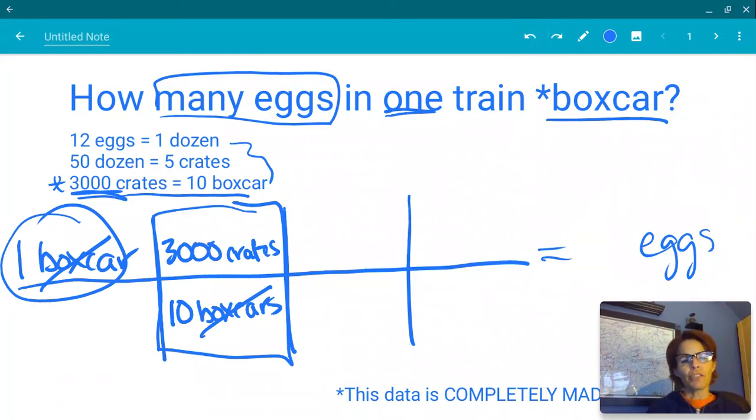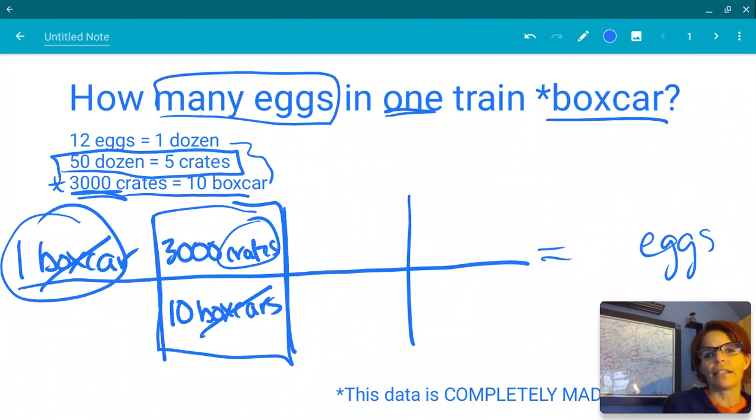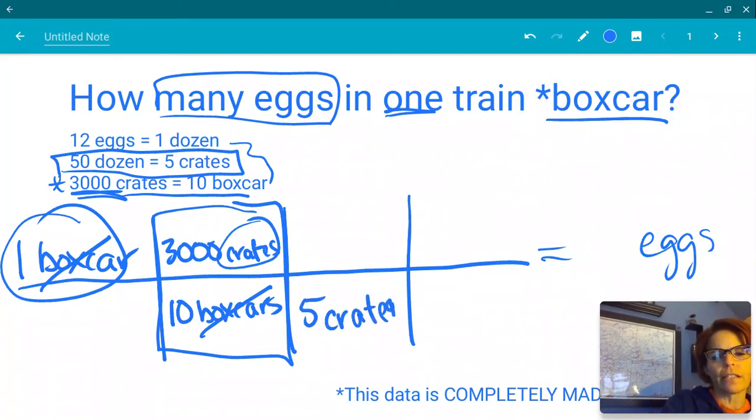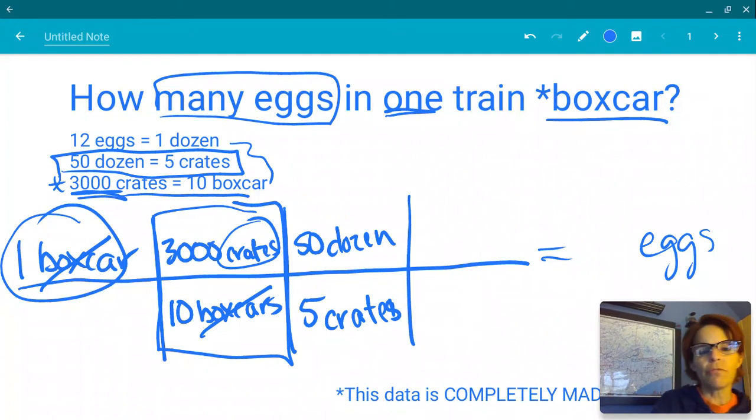Okay. So now the unit that I'm in is crates. So now I want to go to my next conversion factor that has crates in it. And what unit am I going to put on the bottom? Crates, so that I can get rid of crates. So that conversion factor said 5 crates for every 50 dozen eggs we have. Okay, so now my units, crates, have just canceled off.